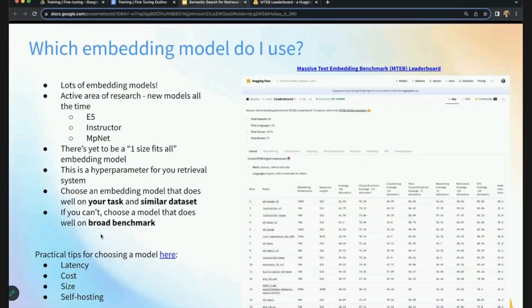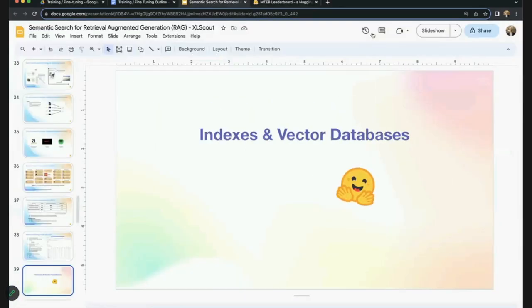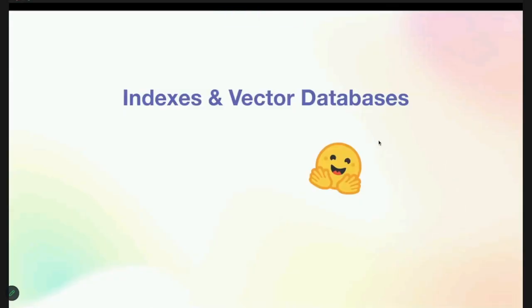And yeah, there's going to be lots of considerations, like obviously latency, cost, the size, the ability to self-host. All things will factor into your choice of model. That's embeddings. That's a rundown on how, at a high level, you train them, how they work, how bi-encoders work.